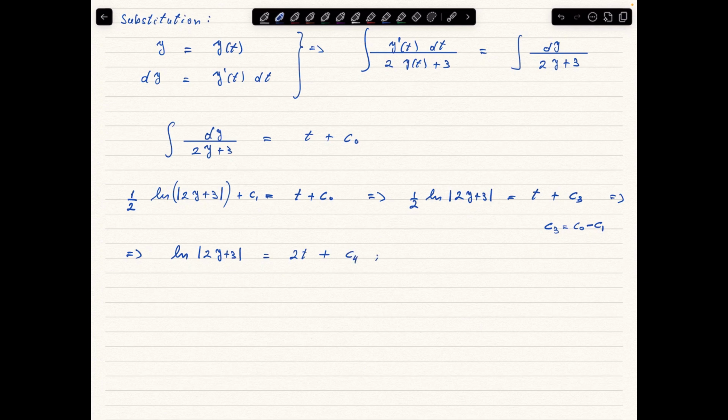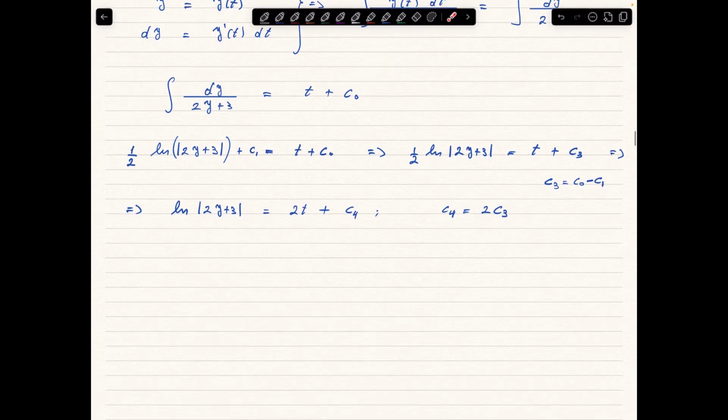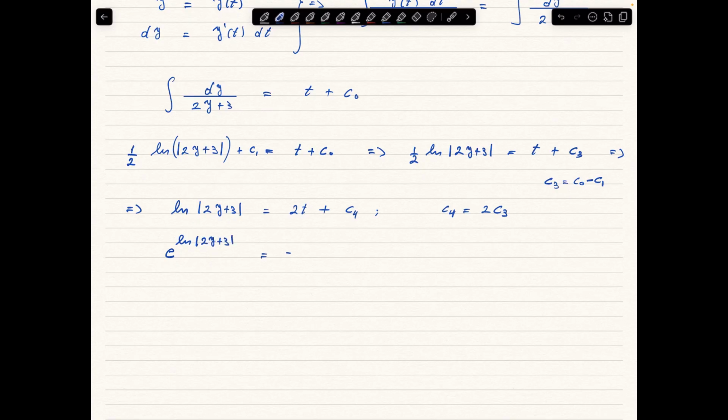Of course, C4 is nothing more than 2C3. It doesn't matter how, I'm just being careful with the names, but people usually are not careful. This is just a constant, this is another constant, which are related in this way, but just calling it a constant here is enough. So now we can compute exponentials on both sides. Exponential of the natural log of 2y plus 3, and here we are going to have exponential of 2t plus C4.